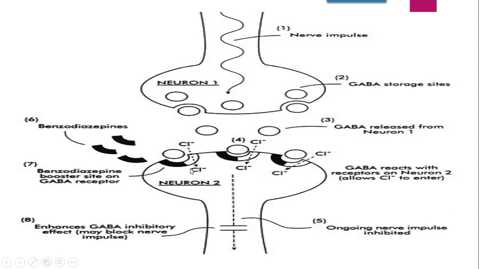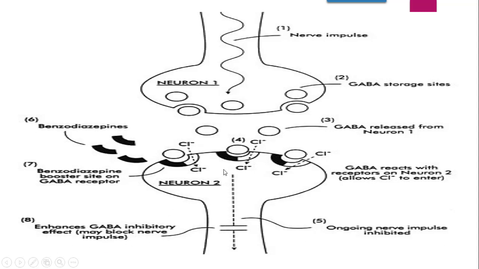So benzodiazepine will occupy their space, and in turn, since they are the positive modulators, GABA will come into the picture. GABA will have a receptor fit. GABA will react with the receptor which is present on the postsynaptic neuron, and it will allow chloride ion channels to open and chloride ions to enter. Since chlorides will enter, this membrane will get hyperpolarized, and this benzodiazepine will enhance the GABA inhibitory effect, and they may block the nerve impulse.